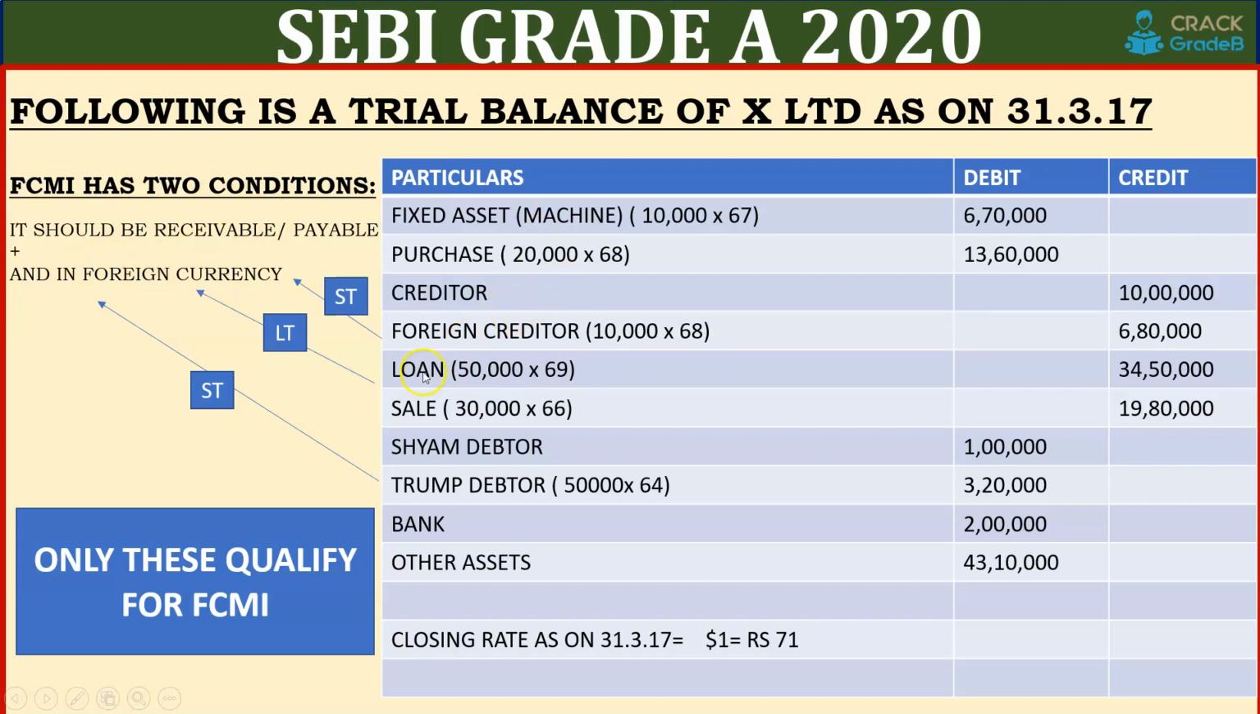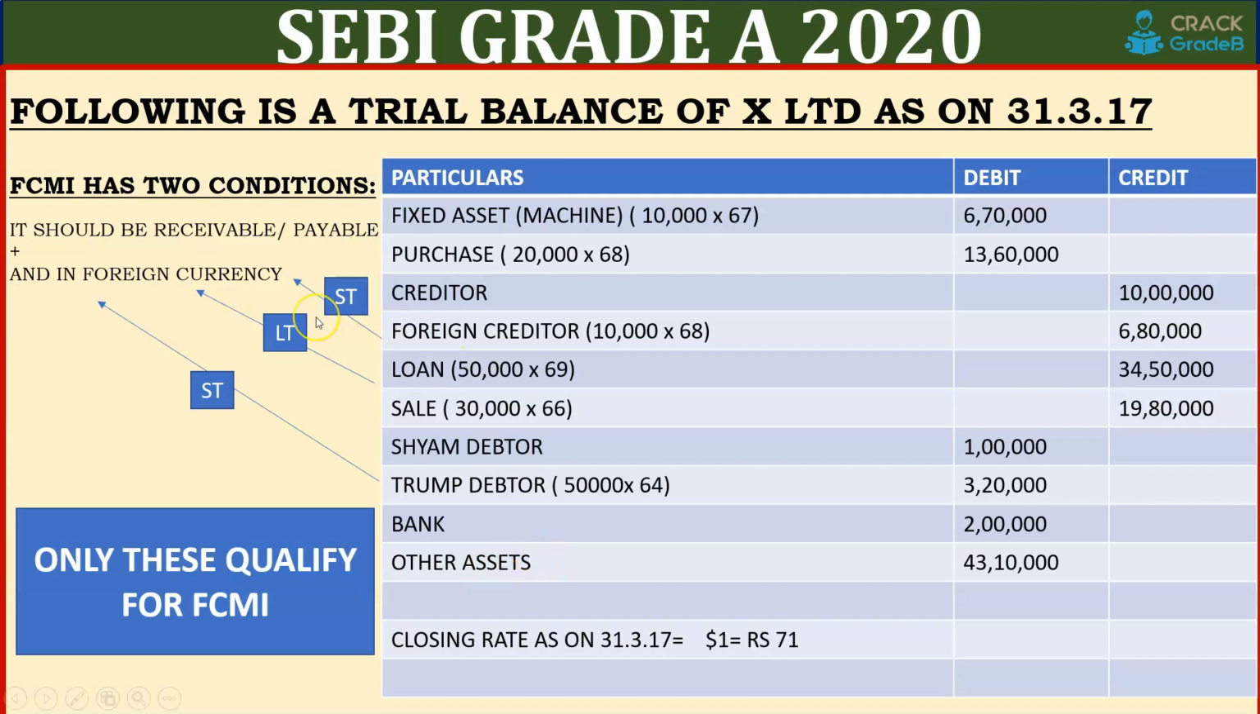Then we have loan. Loan is again a payable and also it is shown in the foreign currency, therefore it is also FCMI. Sale is neither receivable nor payable. Sham debtor is an Indian debtor, neither receivable nor payable. Trump debtor, that means a foreign debtor, also the rate has been provided, also it is a receivable, so therefore it is FCMI. Bank and other assets, they do not qualify for FCMI.